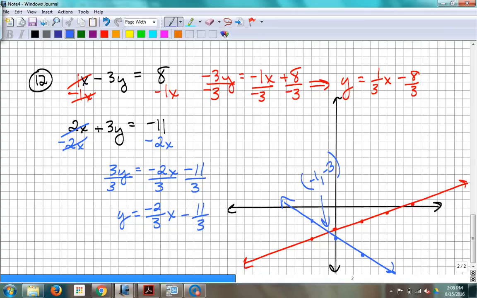Let's see. So if I go back and check that, negative 1 minus negative 9 would be positive 8, and then negative 2 minus 9 is negative 11. And multiply.